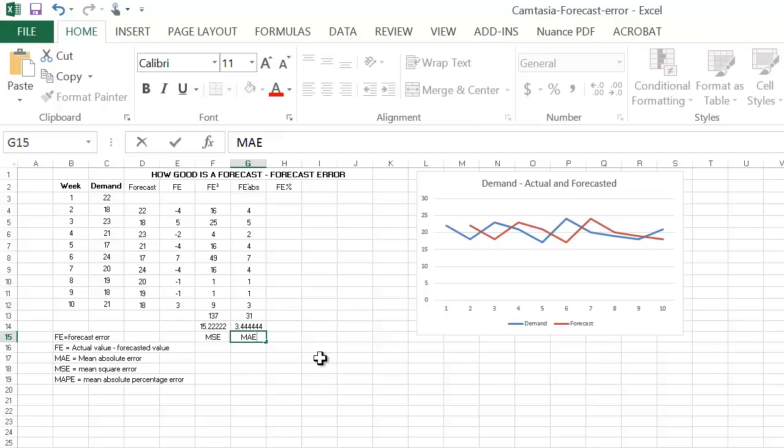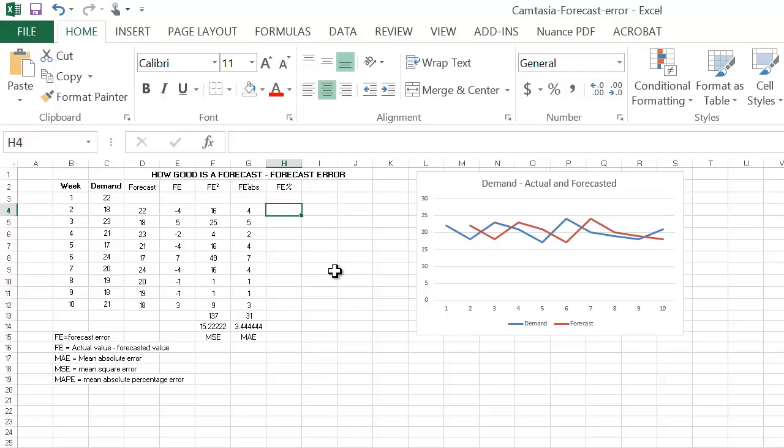Now, one thing you can see is that both MSE and MAE depend on the units of measurement. So if the demand was in kilograms, then it would be in kilograms or kilograms squared. If it's in liters, then it depends on the units. So to get rid of the units, typically you can do percentages.